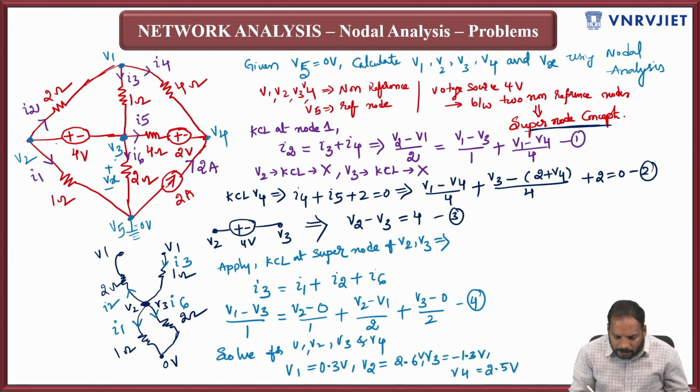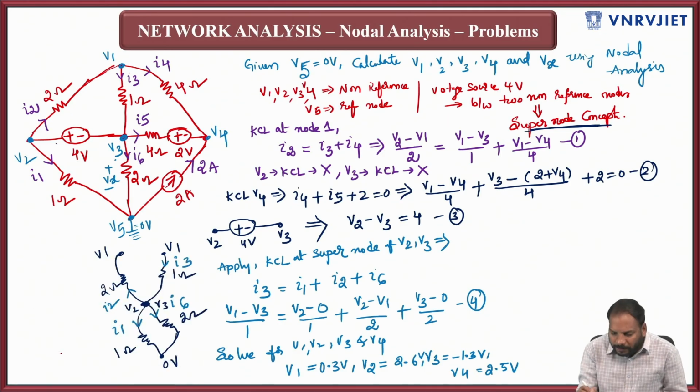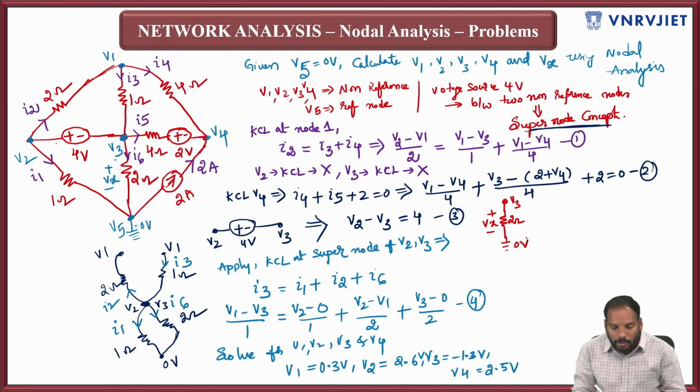Now in the question he is asking for one more parameter, that is what we call Vx. So coming back to Vx finally, we try to redraw the circuit at Vx separately. So it is a 2 ohm resistor, and this is plus minus Vx. This voltage is how much? V3. This voltage is 0 volts.